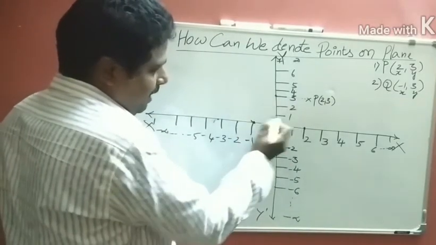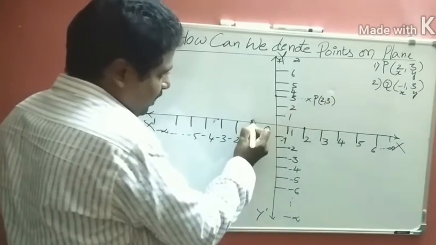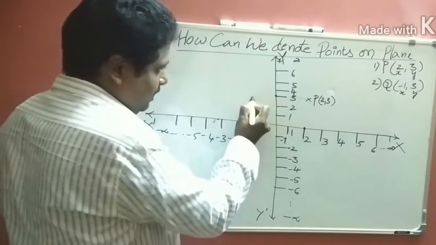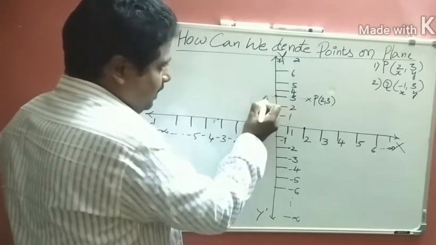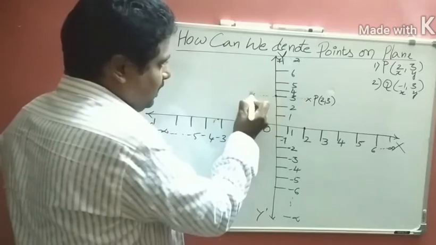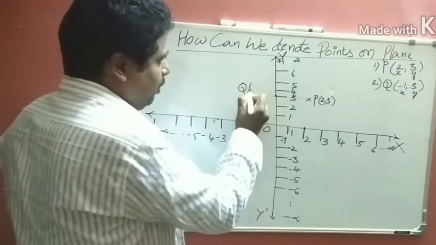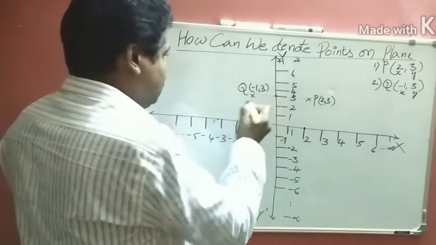From minus 1, same as previous, moving to the top side, that is the upper side. From 3, moving to the left side. Both are intersecting here. So here we have a point Q, minus 1 comma 3.